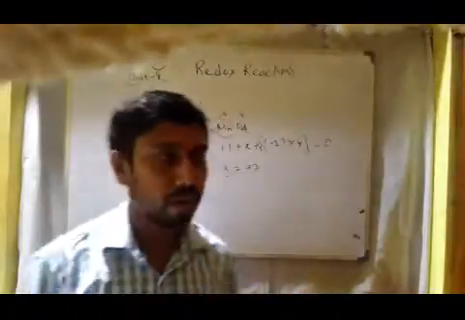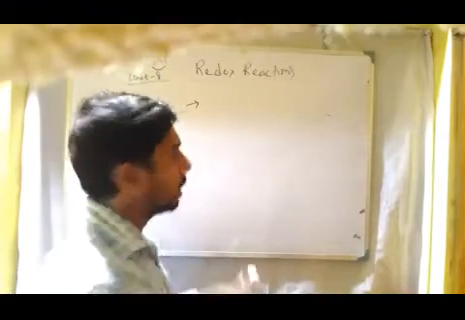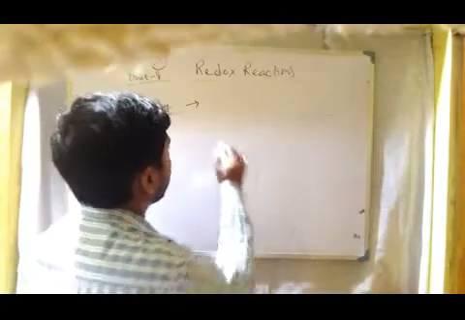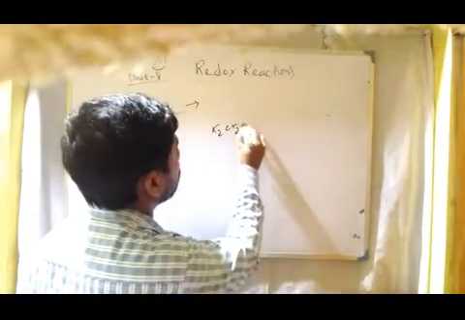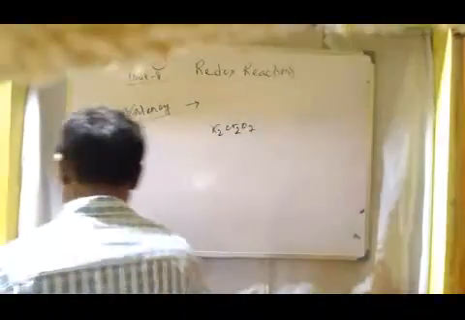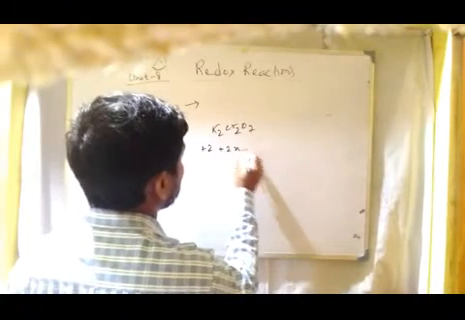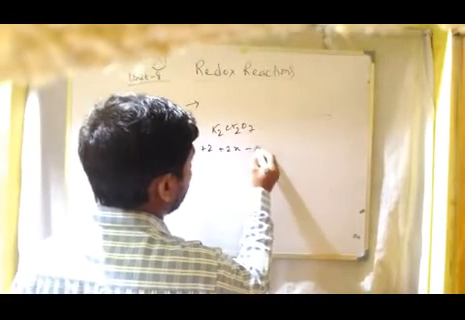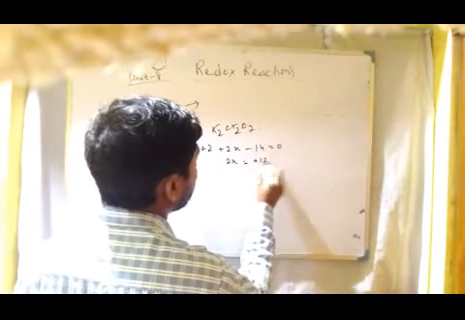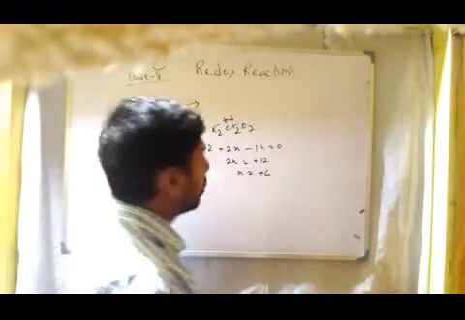In another example, in dichromate, what will be the oxidation state of chromium? K2Cr2O7. We know the formula, K2Cr2O7. Assuming it is x, that is 2 plus 2x minus 2 into 7, that is -14, equal to 0. So 2x equals +12, so x equals +6. So the oxidation state of chromium is equal to +6.